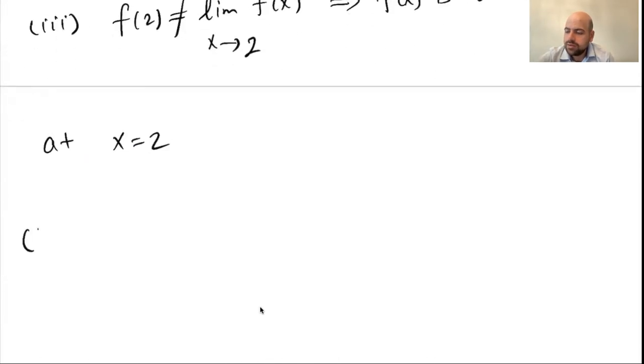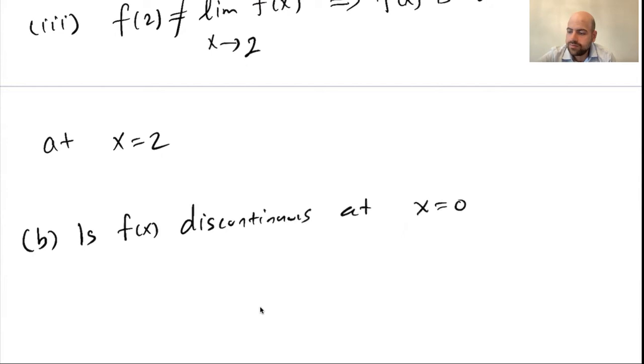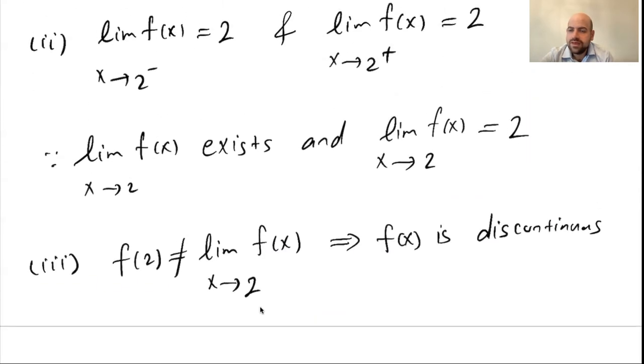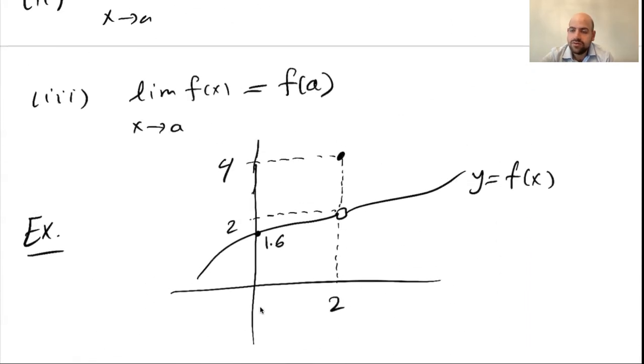So let me add part B. Is f of x continuous at x equals 0? So this time the answer is yes. So see, at x equals 2, the function was discontinuous because the value of the limit and f of 2 were different. But at x equals 0, the value of the limit and f of 0 are the same.